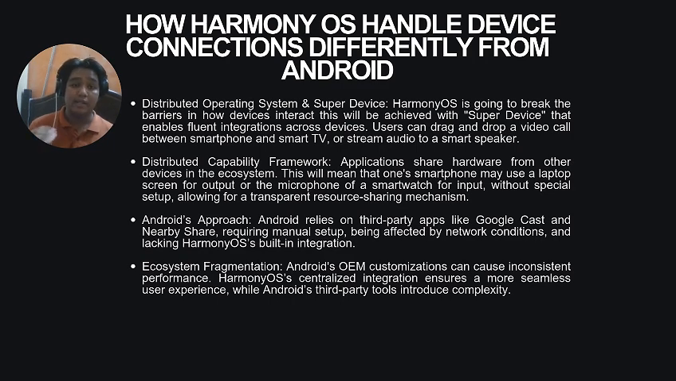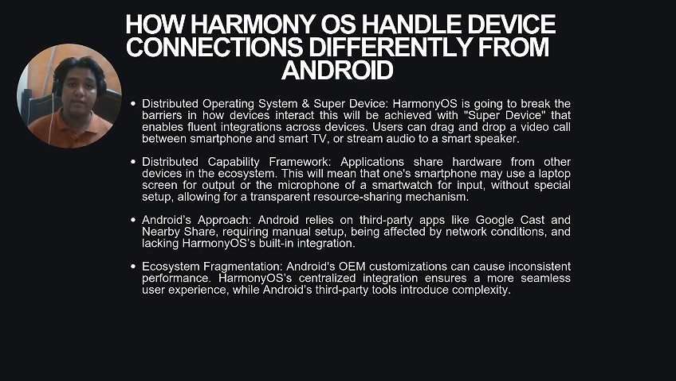Android requires third-party apps like Google Cast or Bluetooth pairing, which often need additional steps and are affected by network conditions. HarmonyOS removes these barriers, making devices naturally aware of each other in the same ecosystem.